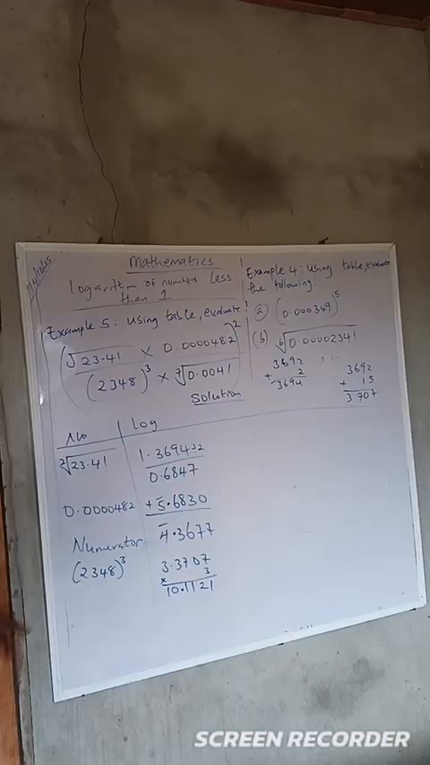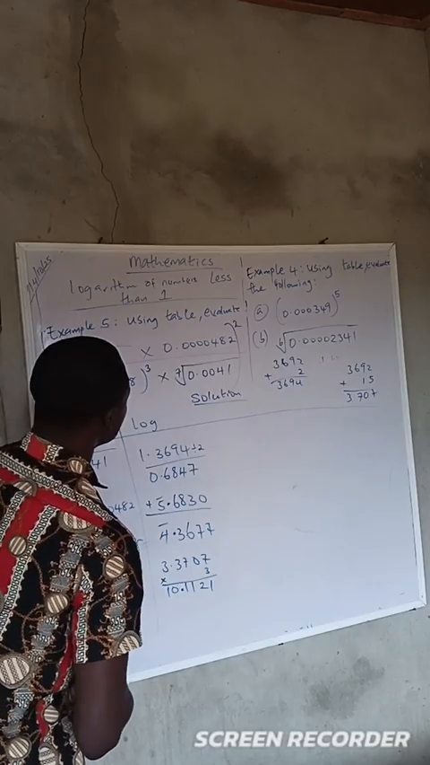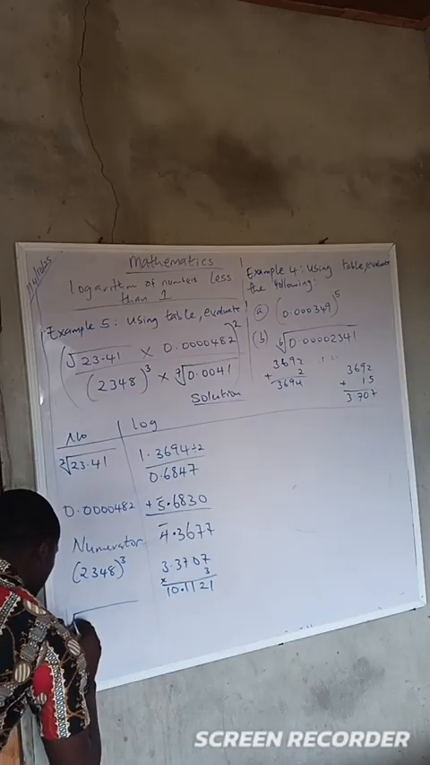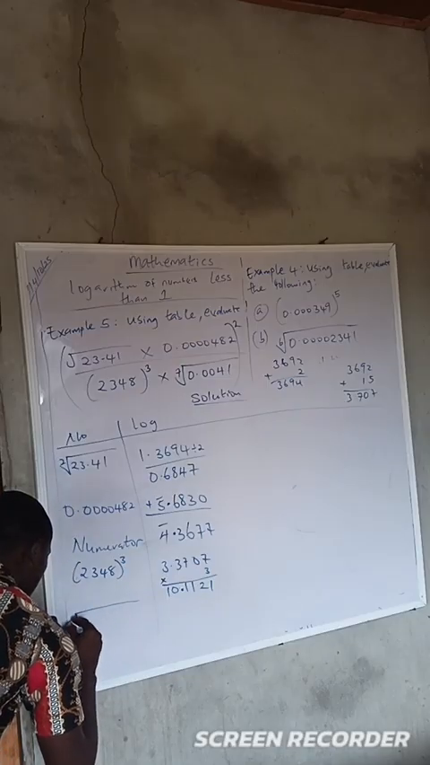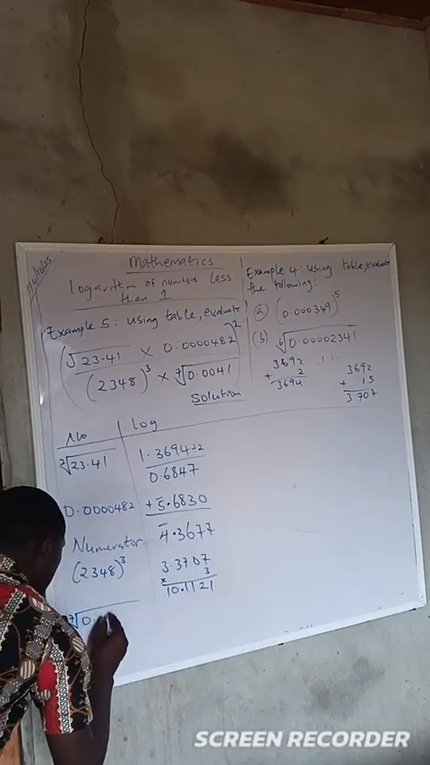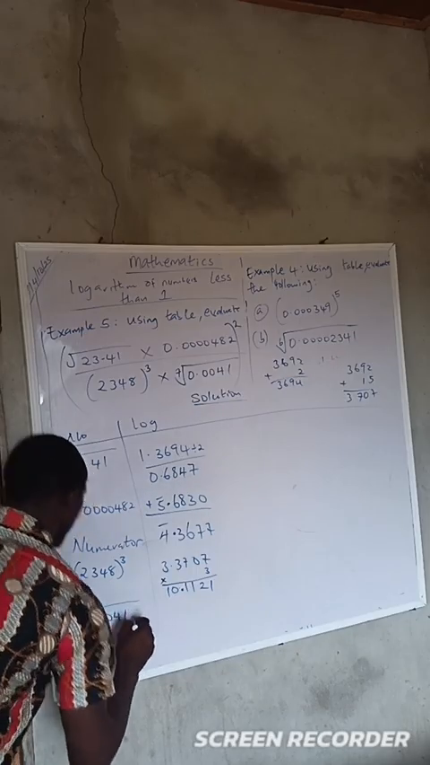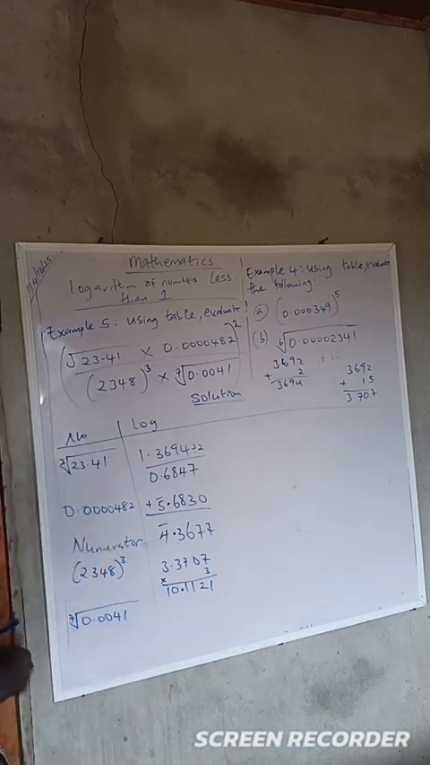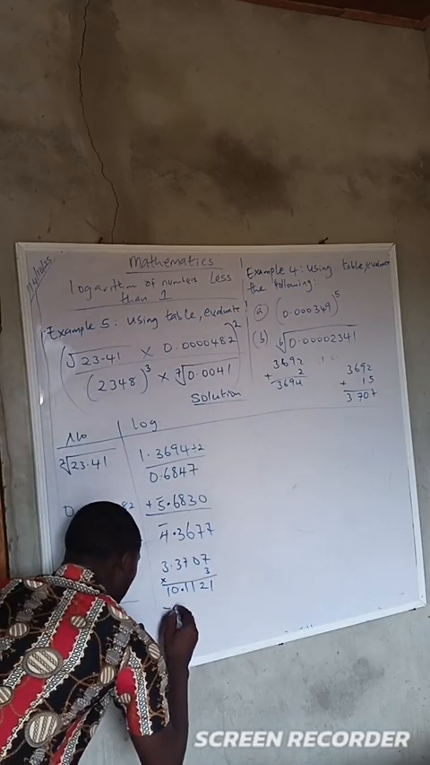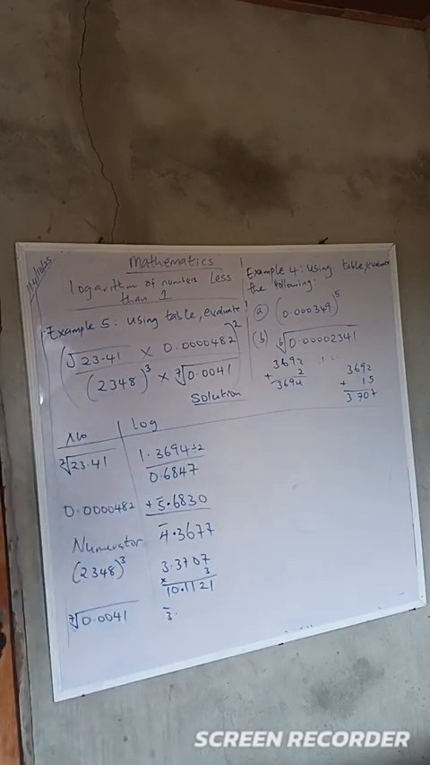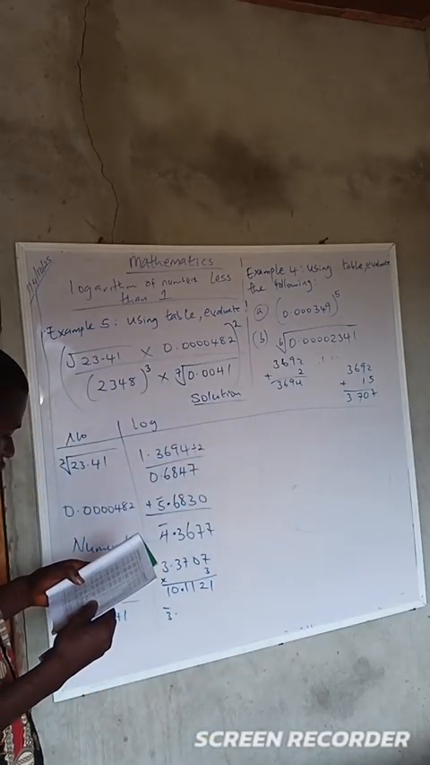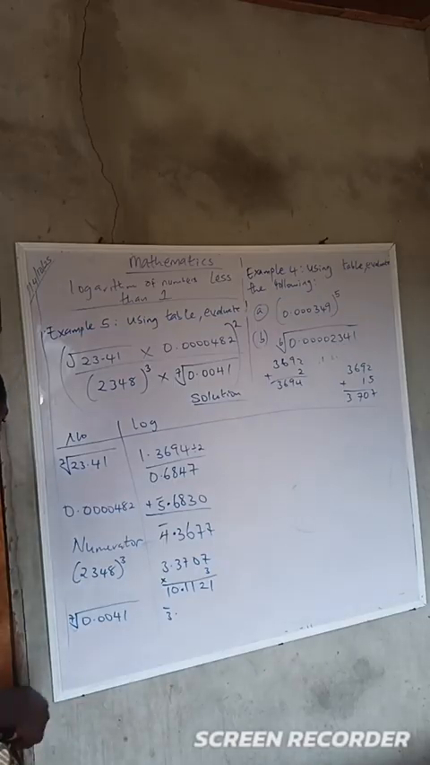Alright, the next one. This next one, we have 7th root of 0.0041. The characteristic of this is going to be what? Bar 3. Bar 3. So we have bar 3 point. Now you check 41 under 0 in your logarithm table. 41 under 0 is 6128.